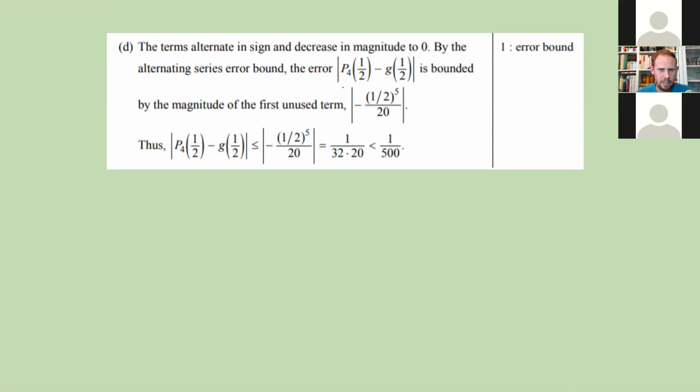And then this guy, let's see, alternating series decreases, blah, blah, blah. The alternating series error bound is bounded by the next term. So there's the next term, and so we just plug that in there. And, well, we could probably stop here and just say that that's less than 1 over 500. There we go.